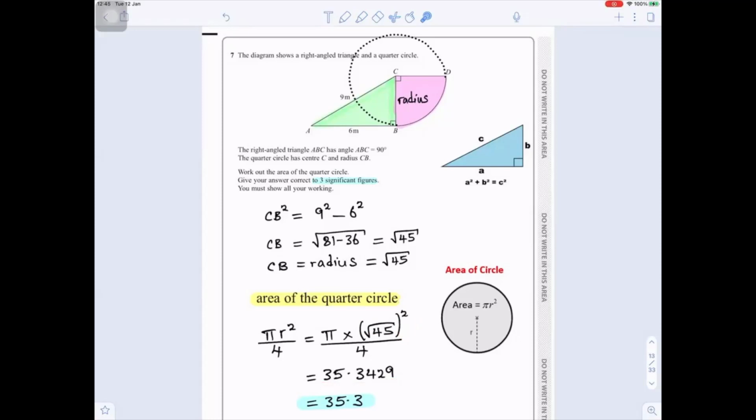35.3429. And students always forget to give the answer to 3 significant figures. It says on the question, give your answer to 3 significant figures. So the first 3 numbers, 35.3, put a line, and the 4 is smaller than 5. So you leave it as 35.3. So give your answer to 3 significant figures and show all your working. So the area is 35.3 meters squared, if you want to put the units.